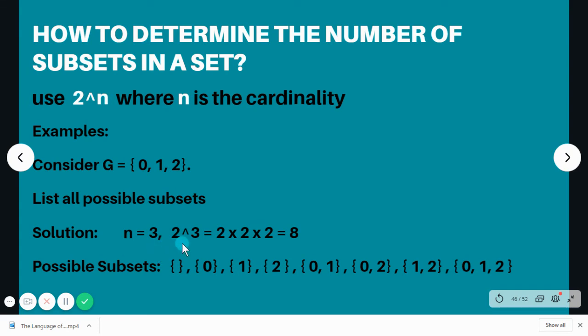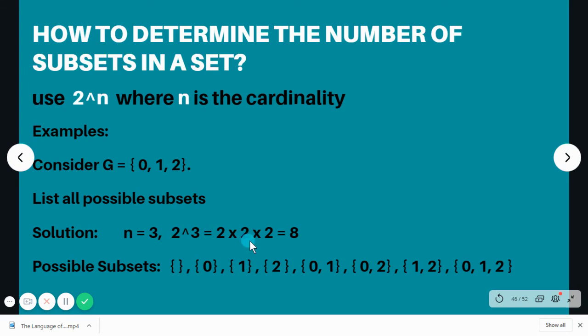Okay? Saan nanggaling tong 2? Galing ito sa ating formula. Tapos yung n, pinalitan natin ng 3. So, anong ibig sabihin ng 2 raised to 3? Ang ibig sabihin nito, tatlong beses nating imumultiply ang 2 sa kanyang sarili. Kaya, kung mapapansin nyo, meron tayong tatlong 2 dito. So, 1, 2, 3 na pinagmultiply natin sa bawat isa. Yun ang ibig sabihin ng 2 raised to 3.